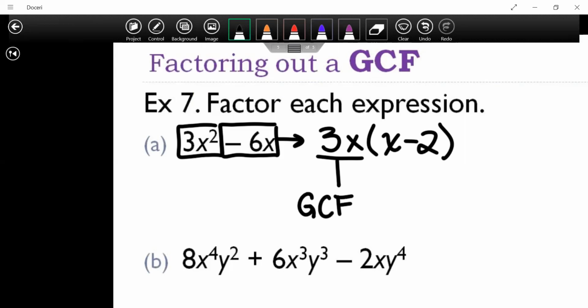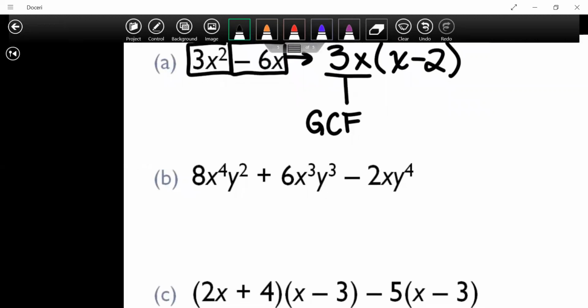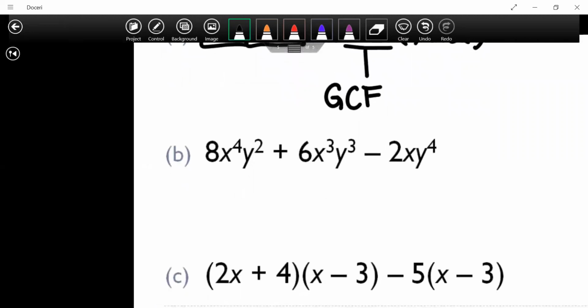For us, we're pulling out the biggest common factor. It's the largest whole number between the constants, and the smallest exponent that can be made with all of them. For this one, let's look at our whole numbers: 8, positive 6, and negative 2. Our greatest common factor happens to be 2, the largest multiple between them. So we'll separate that.